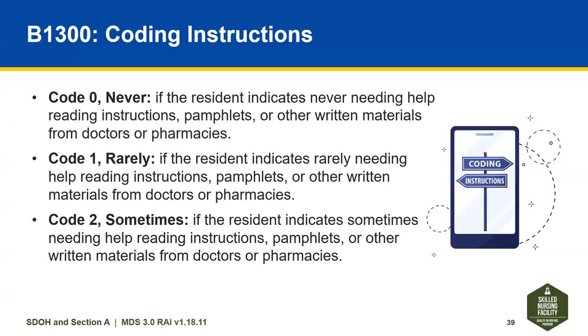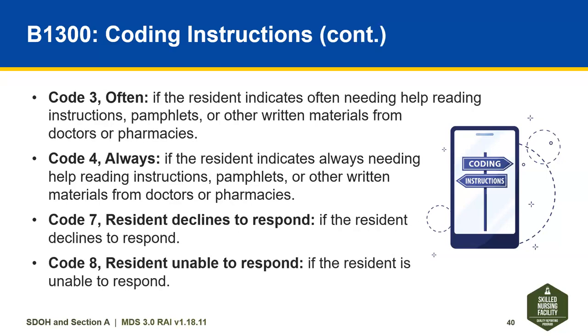You will code 0, never, if the resident indicates never needing help reading instructions, pamphlets, or other written materials from doctors or pharmacies. You code 1, rarely, if the resident indicates that they rarely need this help. Code 2, sometimes, if the resident indicates sometimes needing help. You'll code 3, often, if the resident indicates they often need this help. And you'll code 4, always, if the resident indicates always needing help. You'll enter code 7 if the resident declines to respond, and code 8 if the resident is unable to respond.